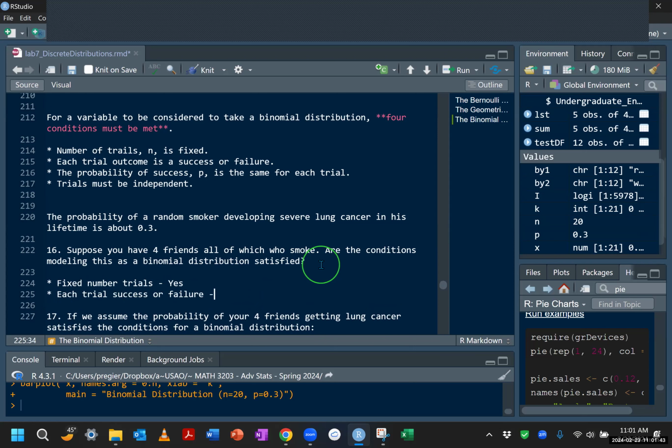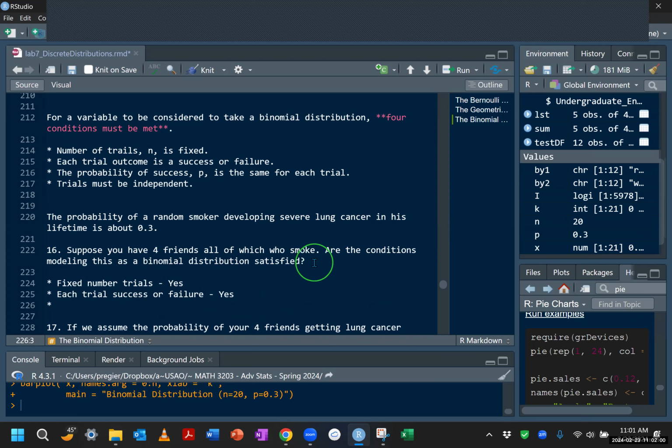Looks like either a person gets lung cancer in their lifetime or not, so yes. What about the probability of success? Is the probability of success the same for each trial? Well, if they're all smokers, yeah, the probability of getting success is the same. So, same probability of success. This is satisfied as well.